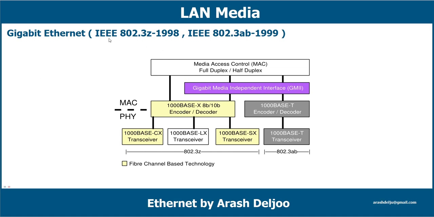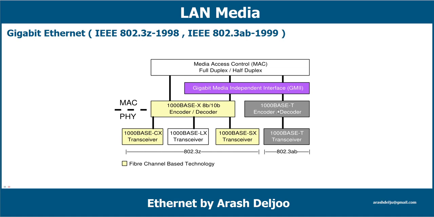versions of the Gigabit Ethernet. IEEE 802.3z was released in 1998, and IEEE 802.3ab was released in 1999. Okay, the difference is that in IEEE 802.3z we use fiber optic and also coaxial cable, in most cases fiber optic. But in IEEE 802.3ab we use twisted pair cable actually. And here we can see that for IEEE 802.3z, we have three versions: 1000 base CX, 1000 base LX, 1000 base SX. I will explain a little more about them.